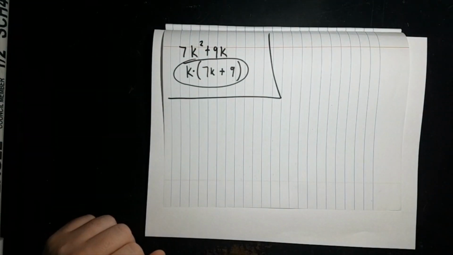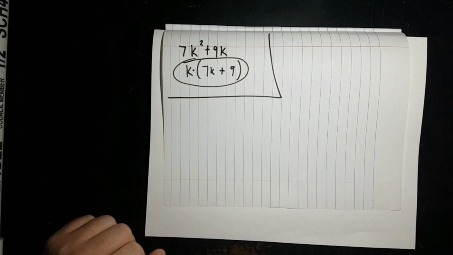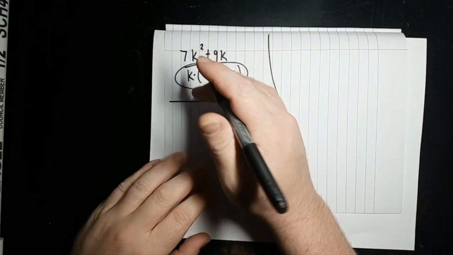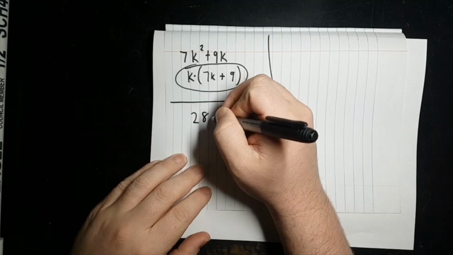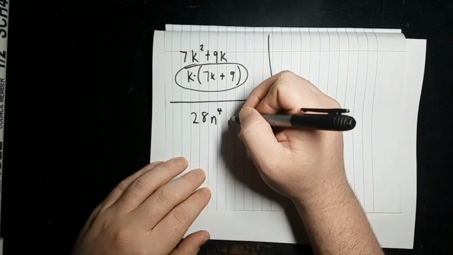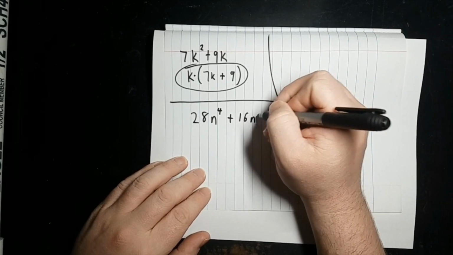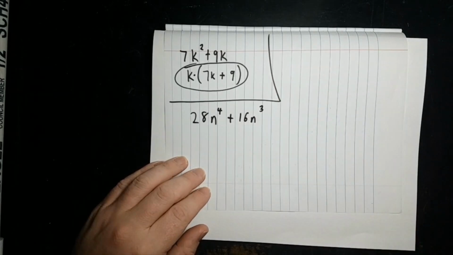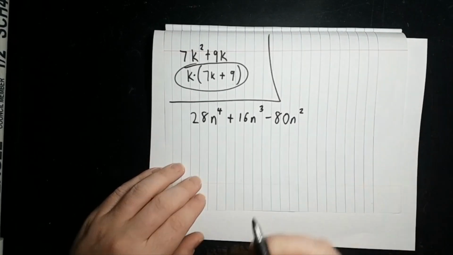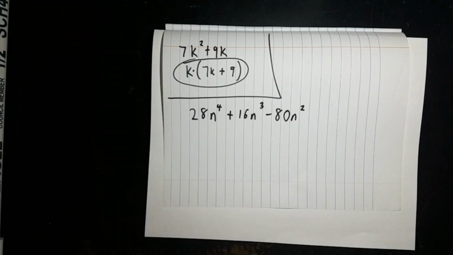Really weird. Do I want to do that one? I think I do. 28 n to the 4th. Oh, Mr. Markey, what are you doing to us? Plus 16 n cubed. I'm going to turn off this video now. Why am I even bothering with this? Minus 80 n squared. I love this problem.